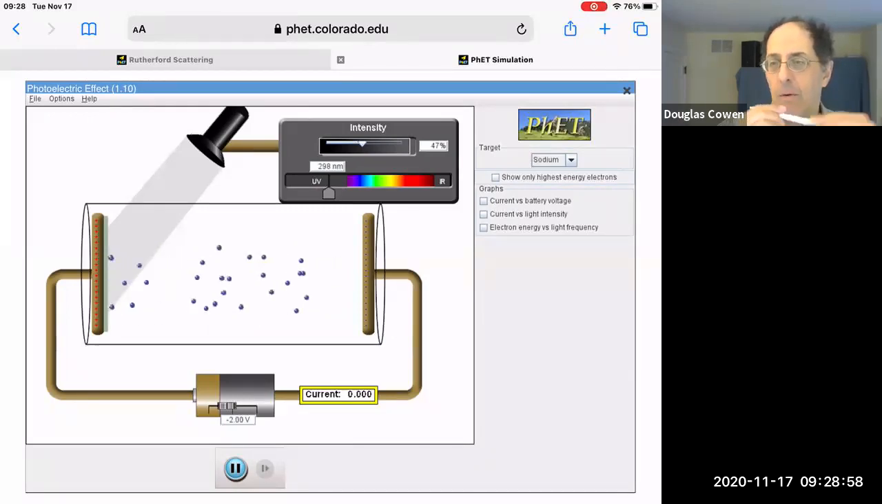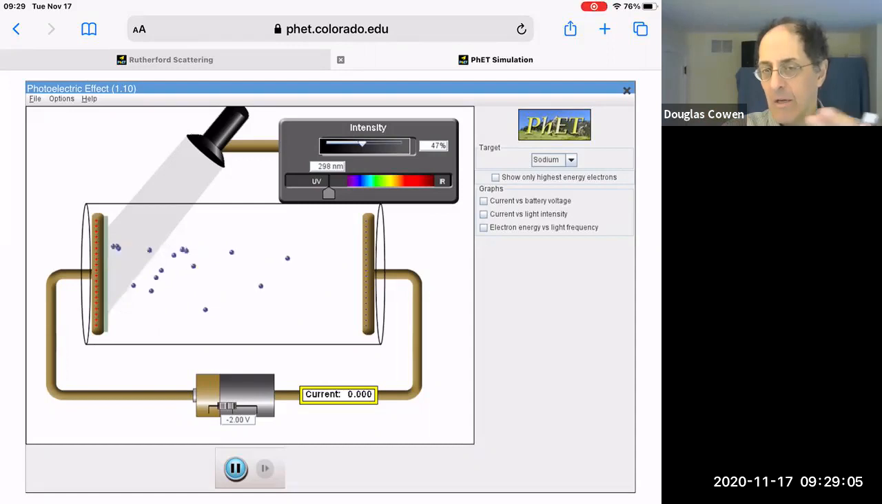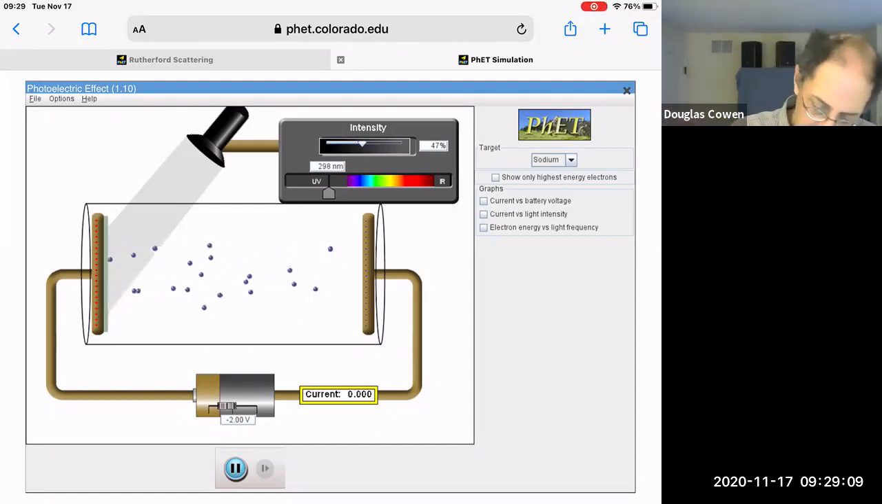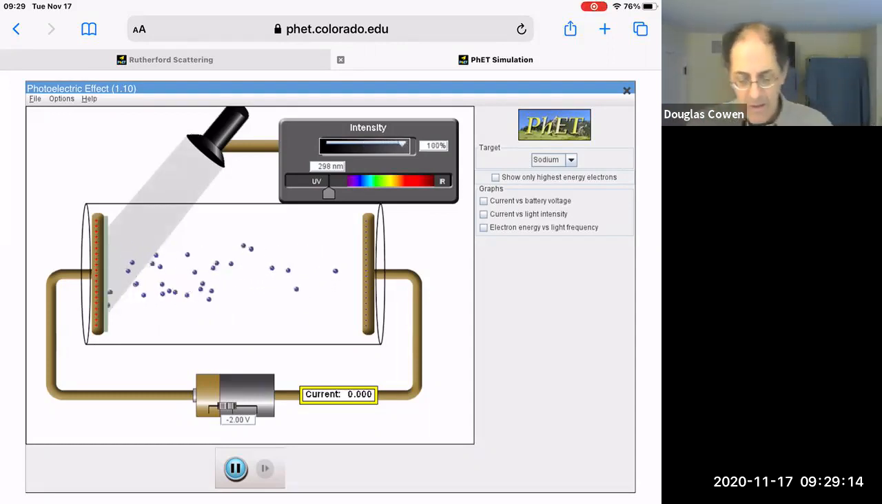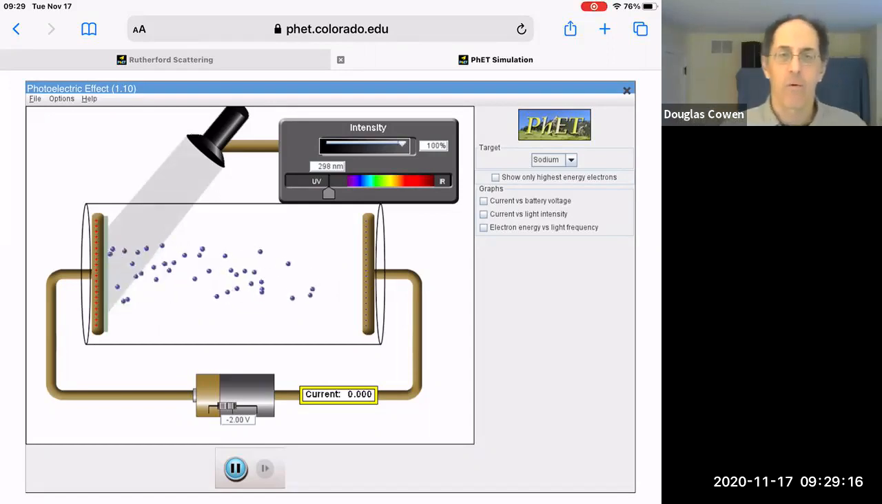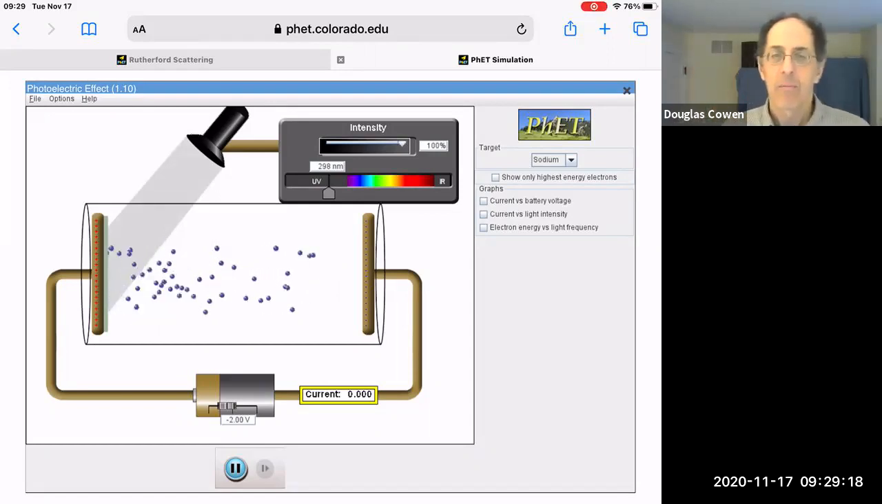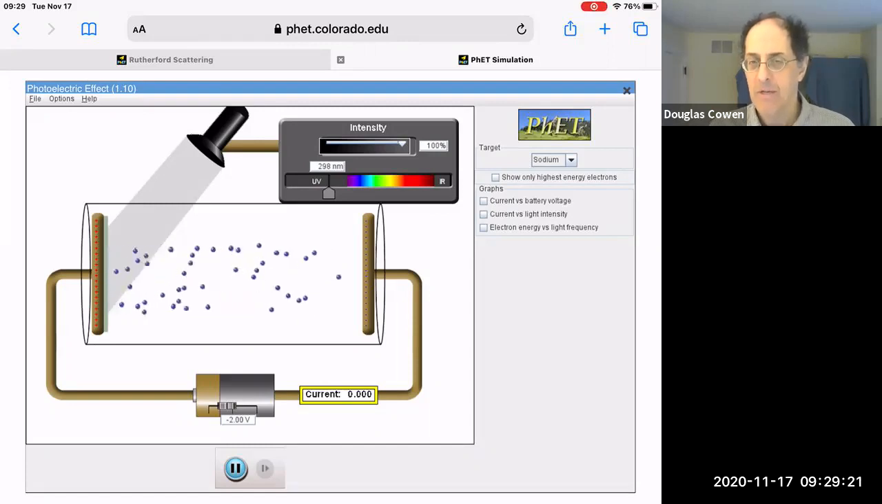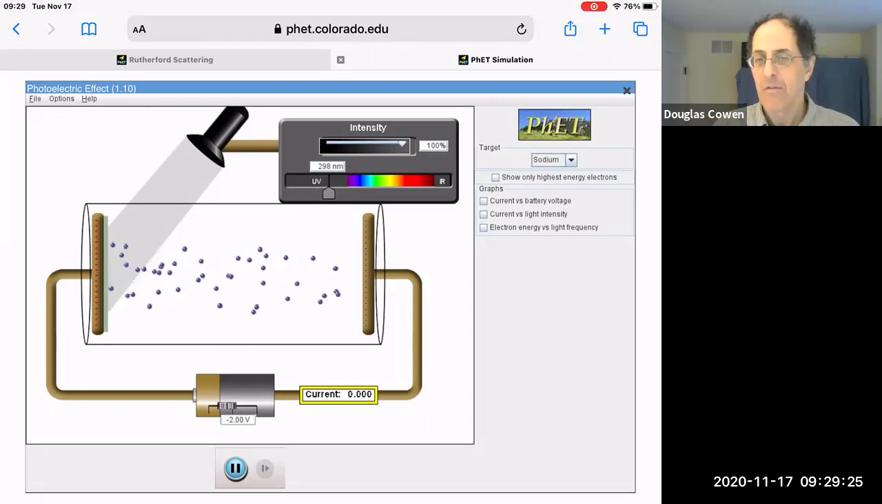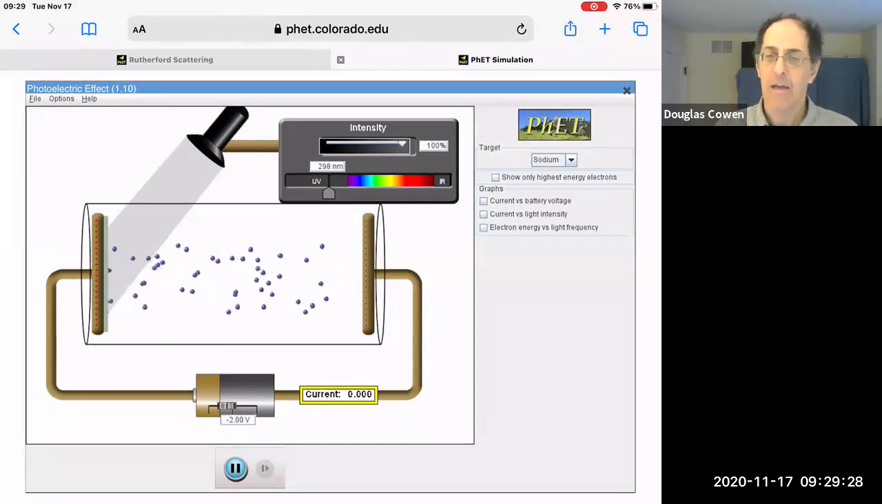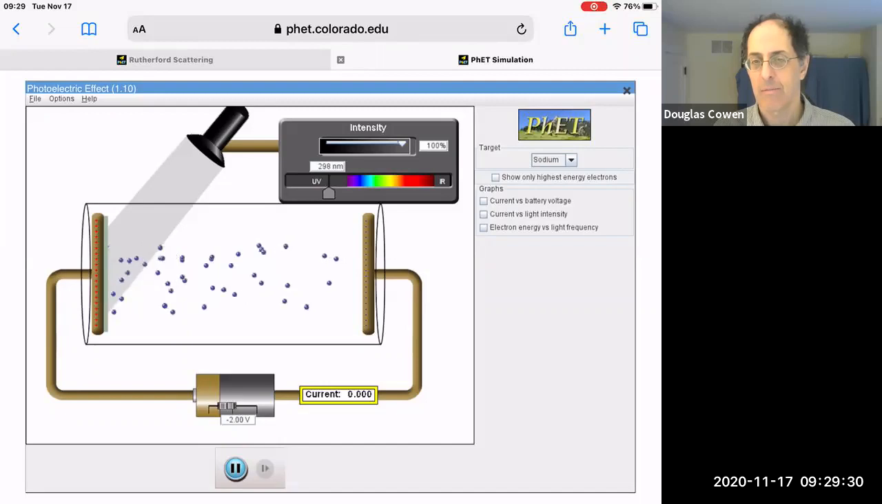So now you might say, well, what will happen if I increase the intensity? Then I should, in principle, be giving more energy to these electrons, and so I should start seeing some current. So if you do that, when you increase the intensity, you see that the current doesn't change. It's still 0. We've got more electrons coming out, but the maximum energy is still the same as it was before, and it's insufficient for the electrons to make it to the other side and for there to be a current measured.